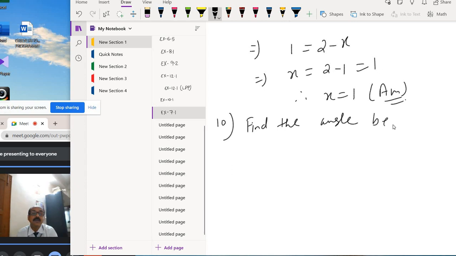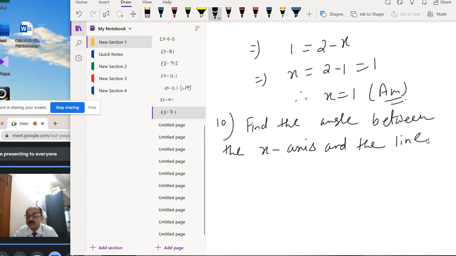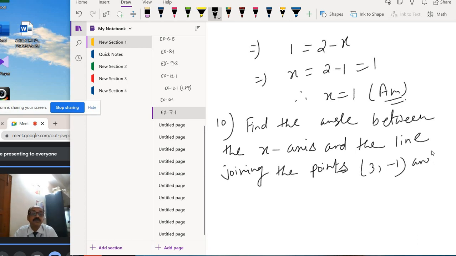Find the angle between the x-axis and the line joining the points 3, minus 1 and 4, minus 2.